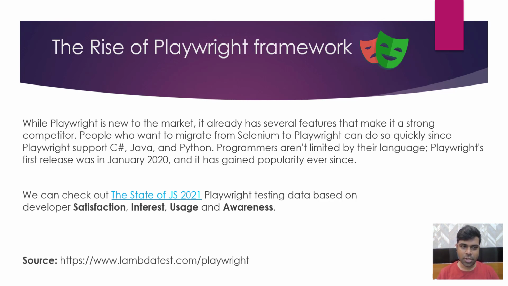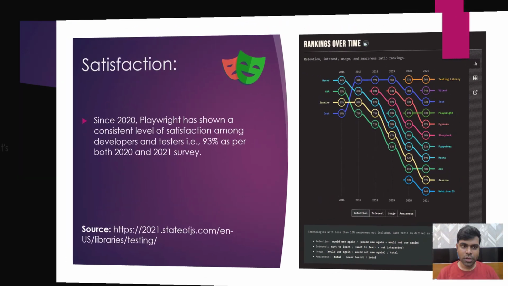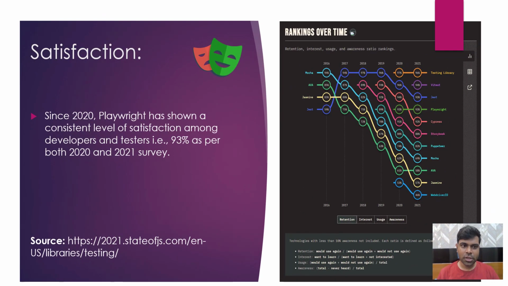Playwright testing data based on developer satisfaction, interest, usage, and awareness. So coming to satisfaction, since 2020, Playwright has shown a consistent level of satisfaction among developers and testers, that is 93%, as per both 2020 and 2021 surveys. It is taken from the source which is present in the below URL.